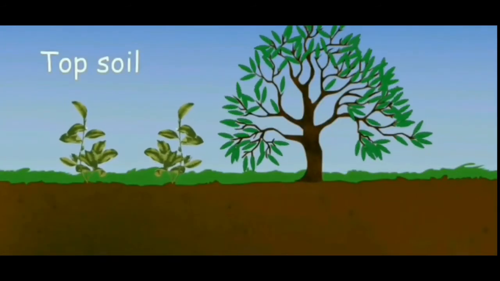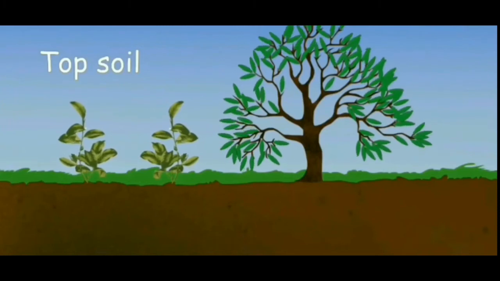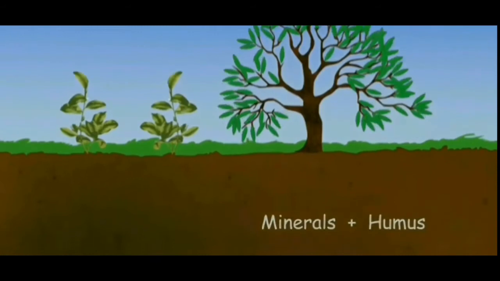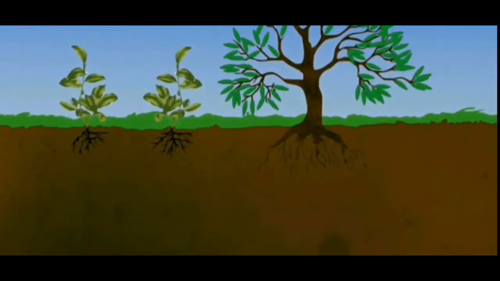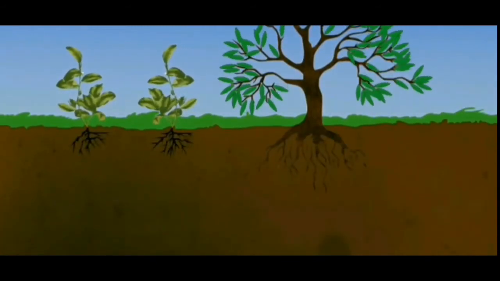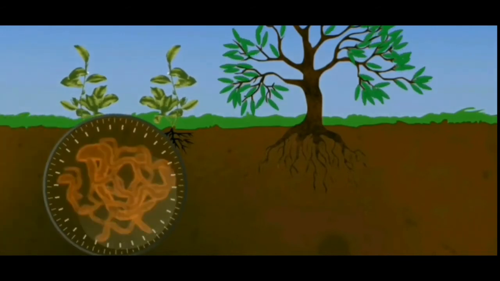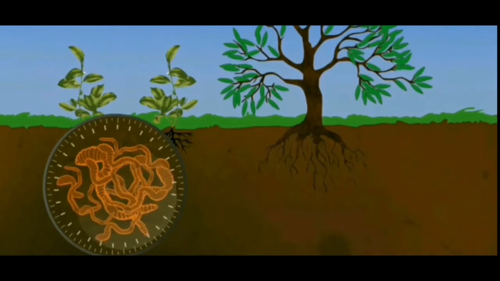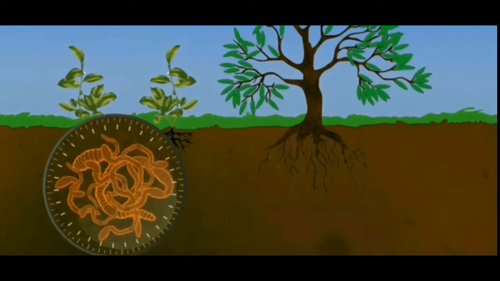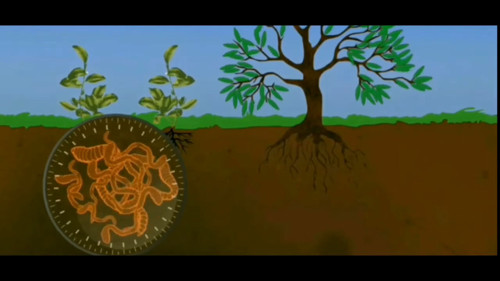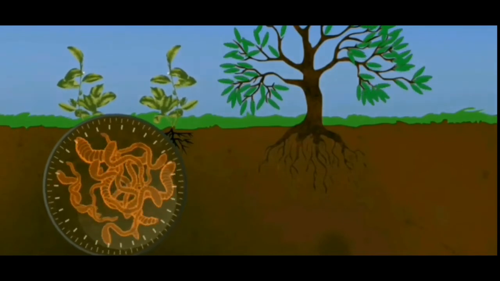Topsoil or A horizon. It is the most useful part of soil. It is dark in color because it is rich in humus and minerals. Plant roots also grow in topsoil. Many organisms like insects and bacteria live here. Remains of dead plants and animals are present in topsoil, which forms humus. Topsoil is soft, porous and retains more water.